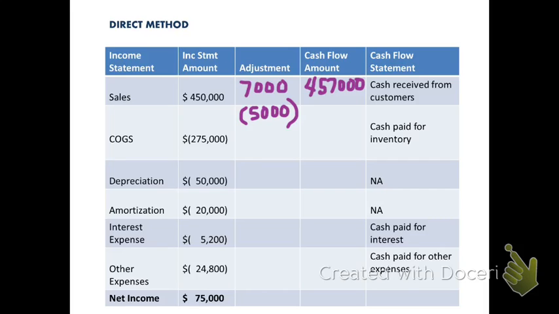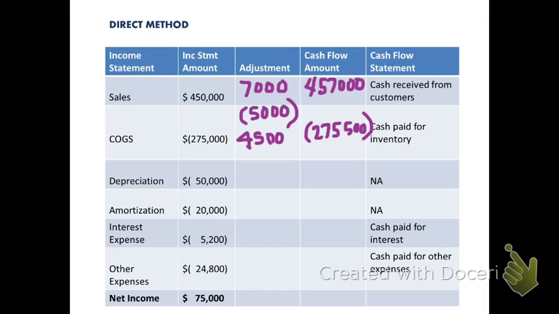Similarly, there was an increase in accounts payable. However, that represents a positive adjustment because the company has yet to make those payments. Those two adjustments result in the company paying $275,500 in cash for their inventory during the year.